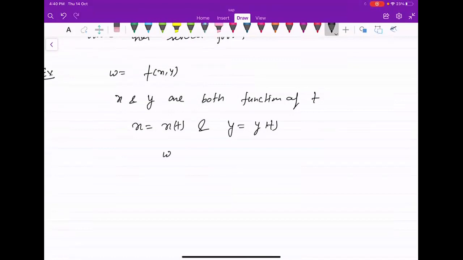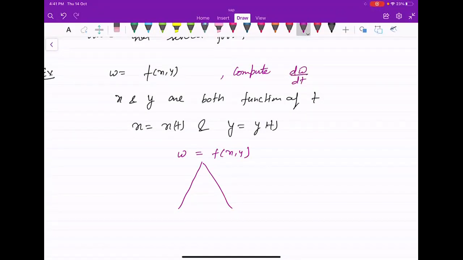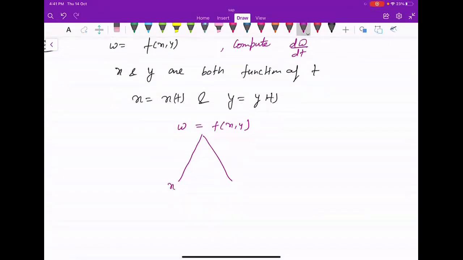For that we can use a diagram so it is easy to understand. w is a function of two variables, f of x, y, and suppose we want to compute dw dt. So w is a function of x and y, and then x and y both are functions of t.